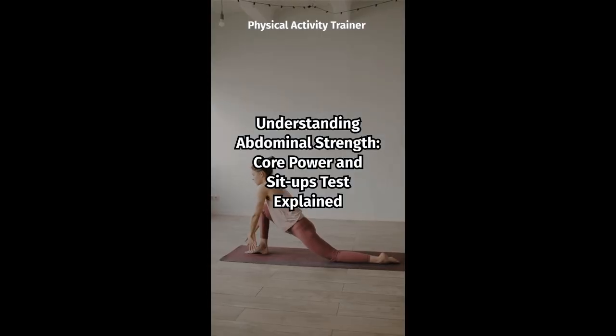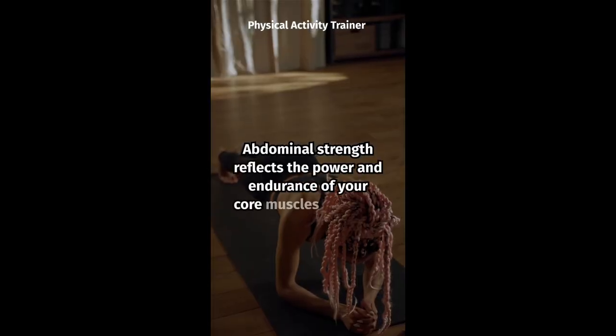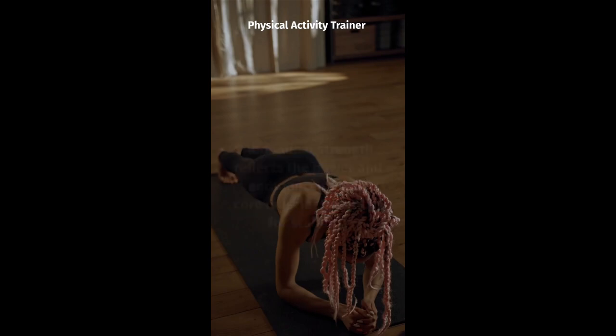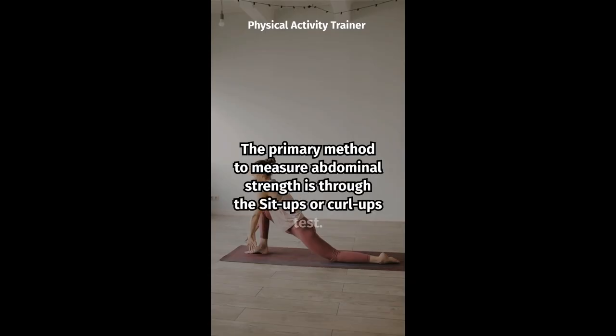Understanding abdominal strength. Core power and sit-ups test explained. Abdominal strength reflects the power and endurance of your core muscles essential for stability. The primary method to measure abdominal strength is through the sit-ups or curl-ups test.